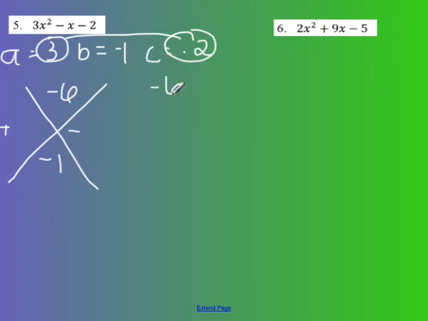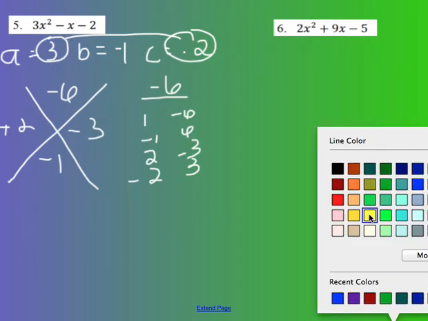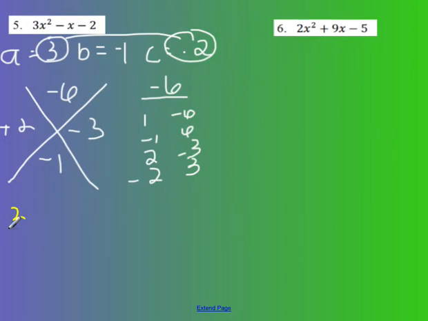So to multiply to -6, we have 1, -6, -1, 6, 2, -3, -2, 3. So now we want to figure out which one of those is going to add to -1. Well, that's going to be 2 and -3. So now, once I've done that, I'm ready to factor by grouping. So I keep my first term the same, and then I'm going to split up that negative x as plus 2x minus 3x minus 2.